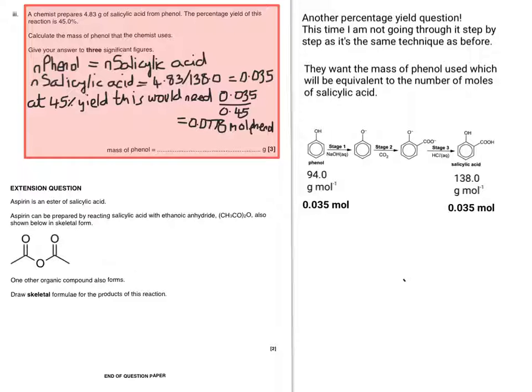So assuming a 45% yield, this would actually require 0.0778 moles of phenol. So to get the mass of phenol, you multiply the moles of phenol that you'd need by the MR of phenol. So that means 7.31 grams.